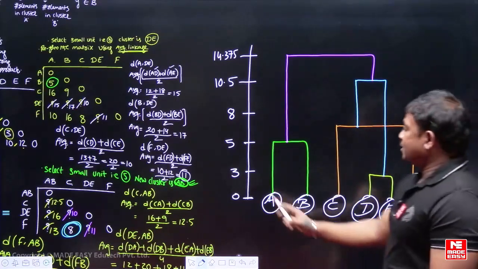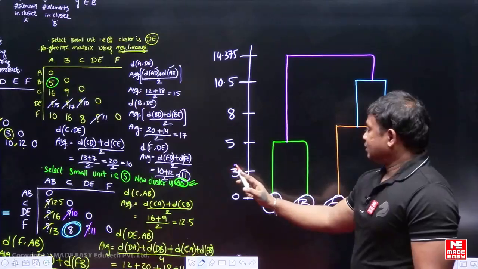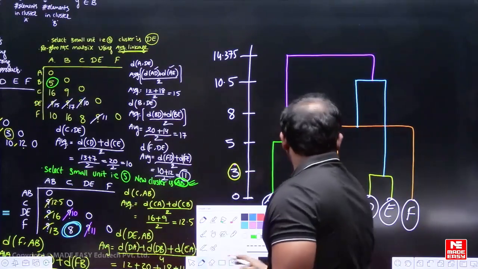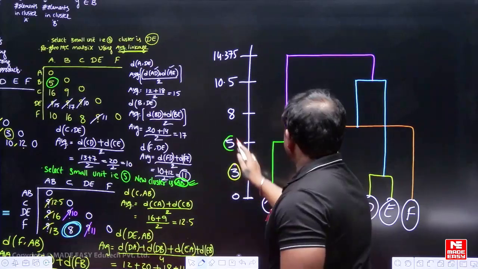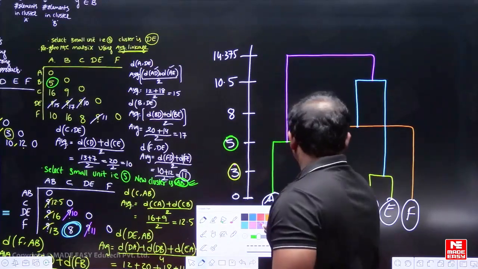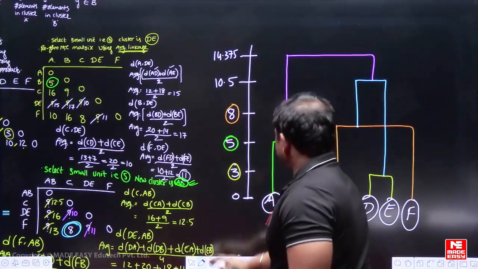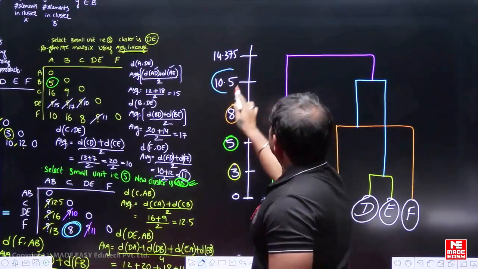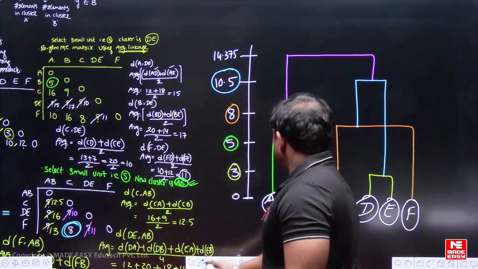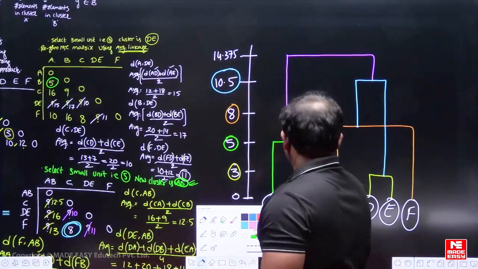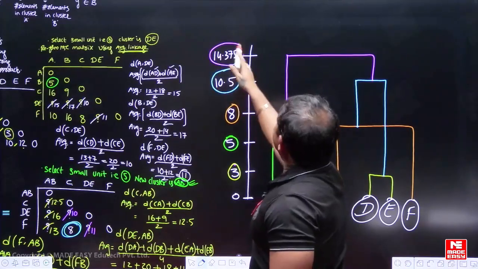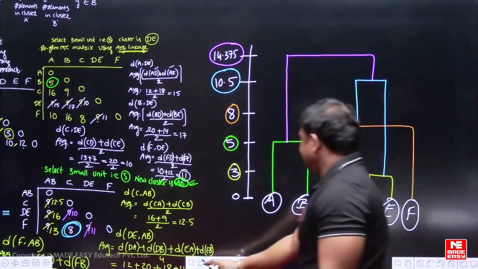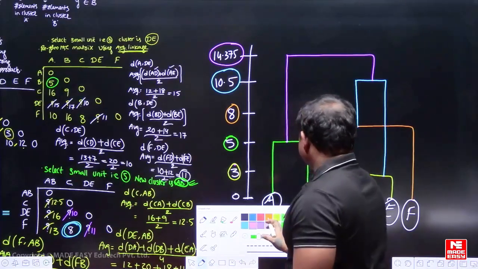First cluster is formed at unit 3. Okay, unit 3, first cluster formed. Unit 5, second cluster formed. Unit 8, third cluster formed. Unit 10.5, okay, fourth cluster formed. Then the last one, 14.375, like this. So number of clusters, if you want to see, it is like this.